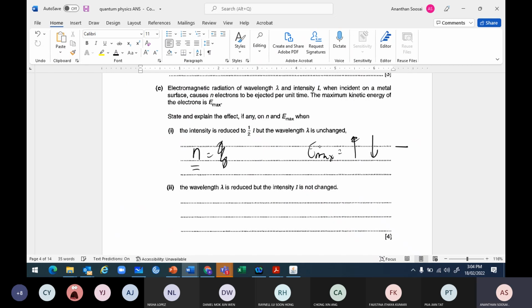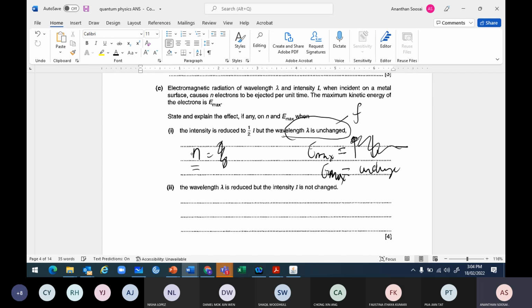Emax is easy. First Emax. What happened to the Emax? Increase, decrease, no change? Unchanged. So Emax is unchanged. Kinetic energy never changed because wavelength never changed. You see, they try to trick you. Wavelength is linked to the frequency, right? Wavelength unchanged means frequency unchanged. So kinetic energy unchanged.